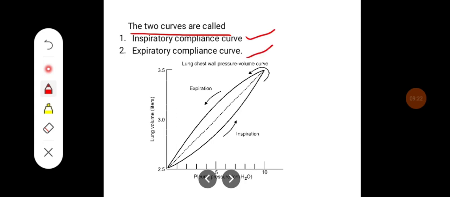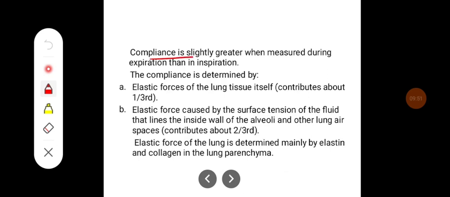And this is the change in the pleural pressure with the increase in the lung volume. So if you increase the pleural pressure, that is going to increase the lung volume, and if you decrease the pressure, the lung volume is going to decrease with the respiration. The compliance is slightly greater when measured during expiration than in inspiration.